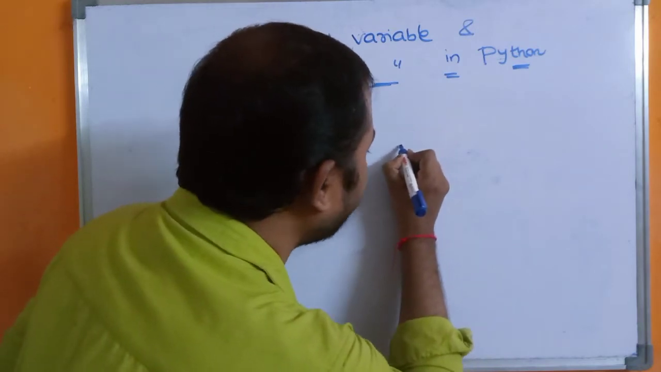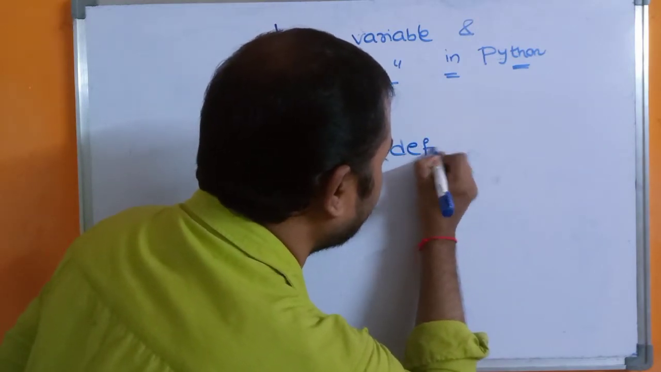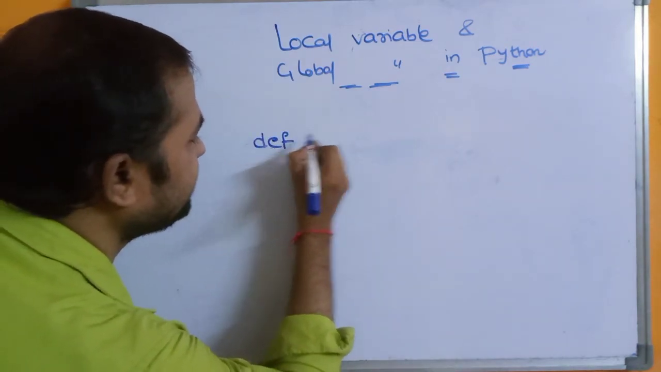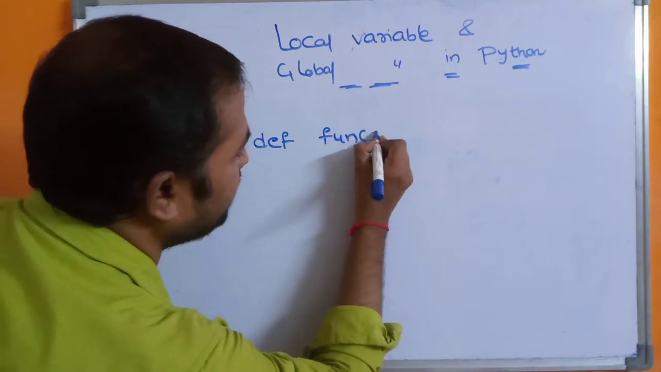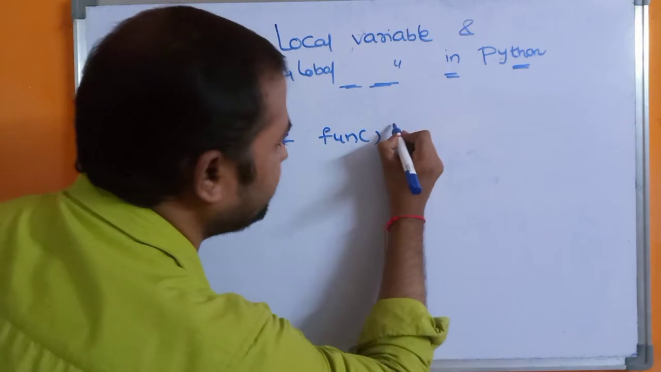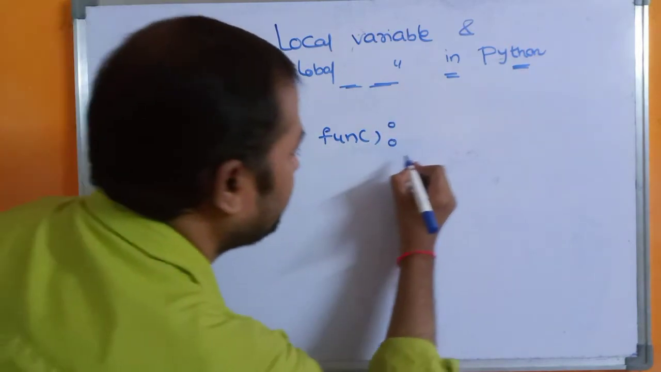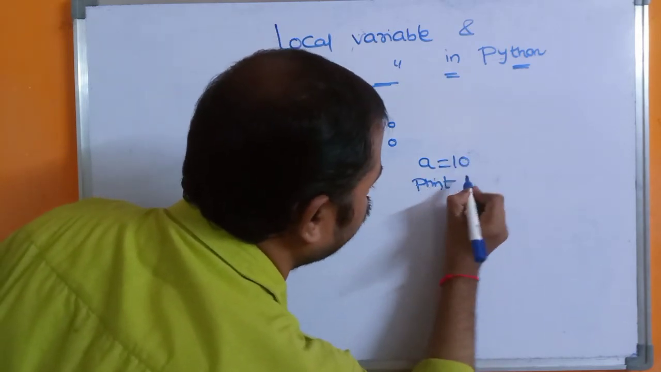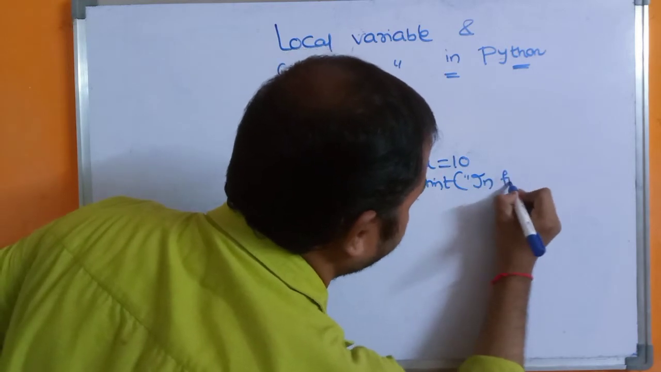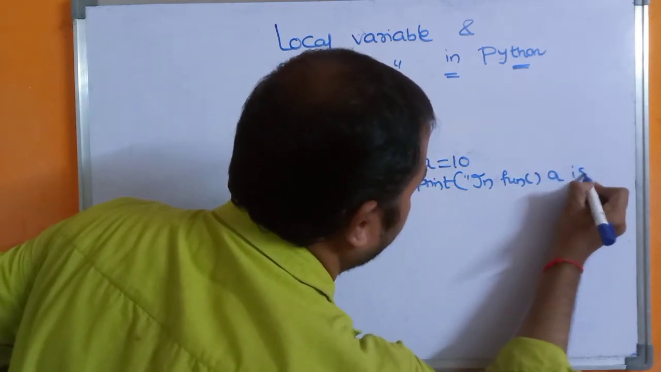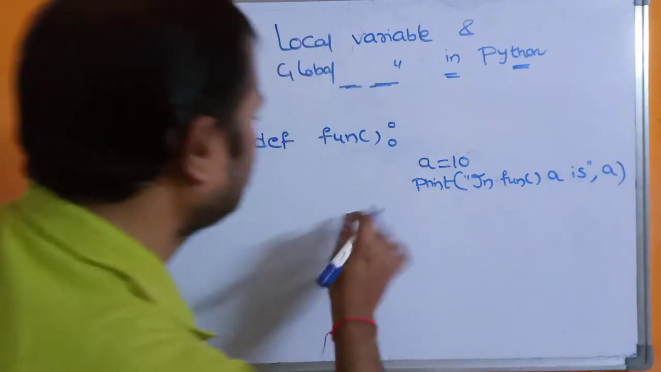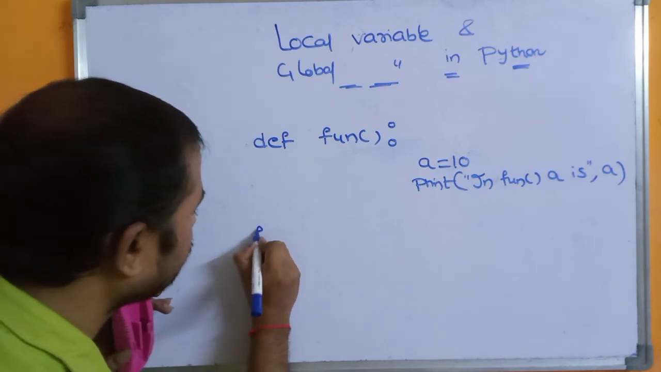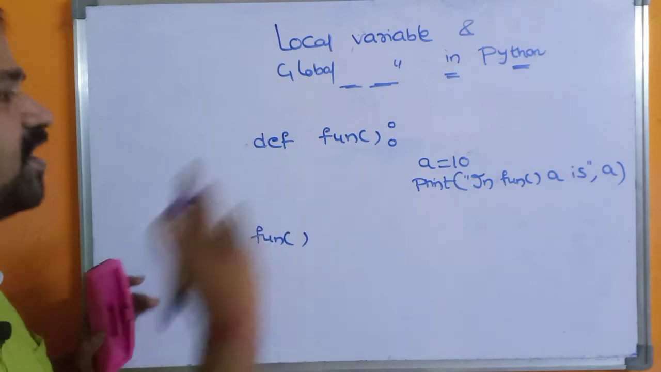So for that, let us define a function. def, let the name of the function be fun. So def fun. Here the argument list is empty. So colon symbol. a is equal to 10. Next, print a value. So print "in function a is", display that value, comma a. So next we have to call the function. Let us call the function here, fun. Here we have called the function.